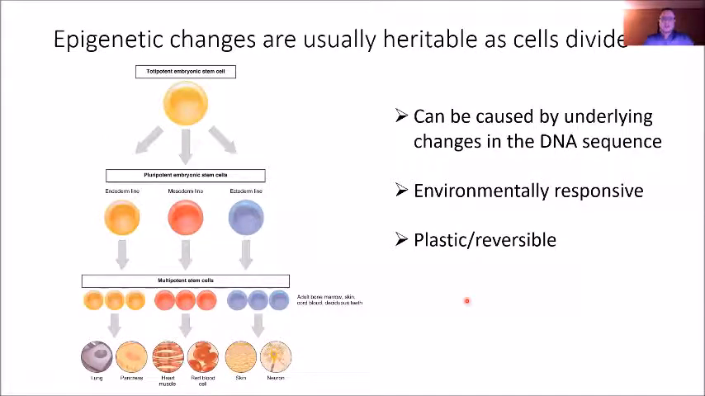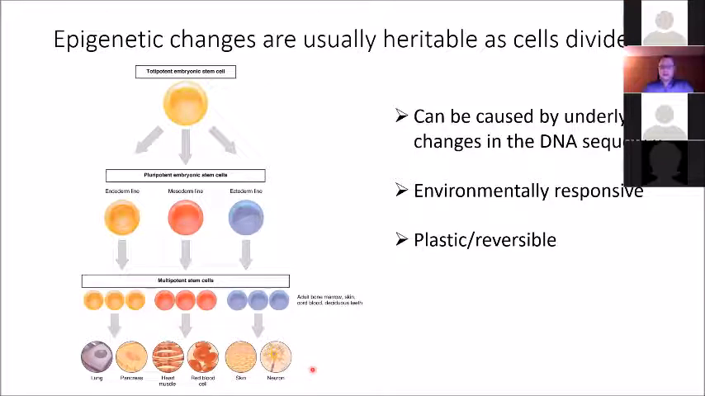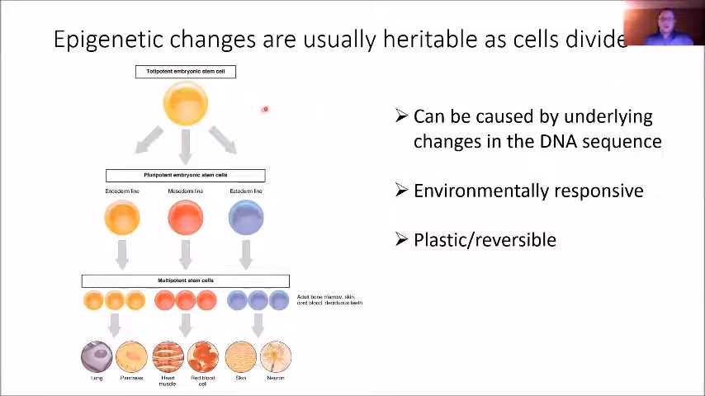So these changes are usually heritable as cells divide. So if you have a change at early stages in development, then this will tend to be propagated to different cell types, and ultimately you can see some of these changes in the fully differentiated cell types as well. Of course, not all of these changes can be propagated, and the differences in epigenetics in different cell types are what leads to this differentiation.